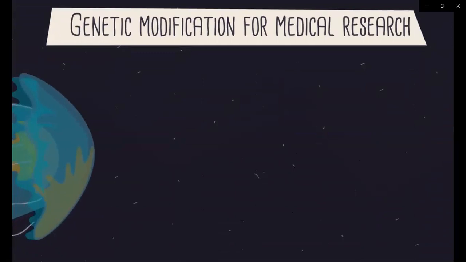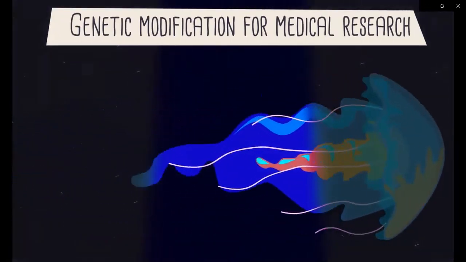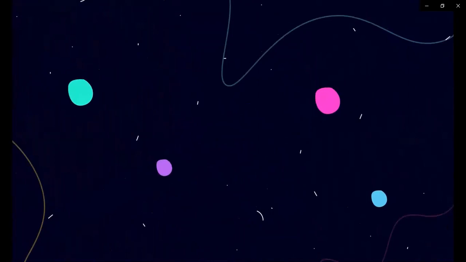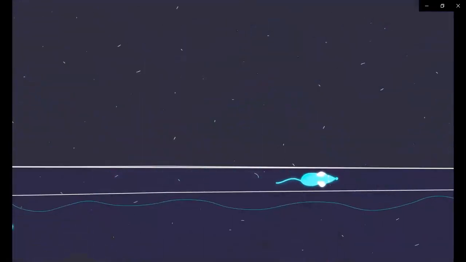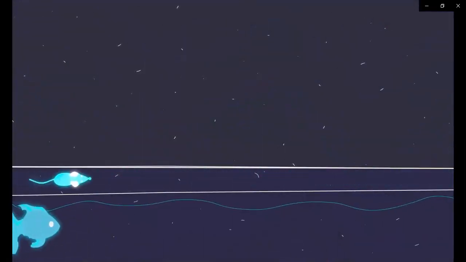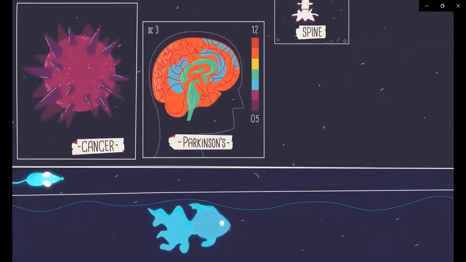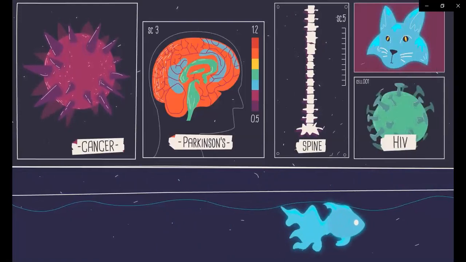Scientists have used genetic modification to introduce genes that glow under UV light, such as from jellyfish, into other animals for medical research. This may seem totally useless, but actually, being able to see certain cells in the dark has led to a lot of scientific discoveries. Glow-in-the-dark mice and fish have helped scientists make new breakthrough research into treating cancer, Parkinson's, and spinal cord injuries. And glow-in-the-dark cats have been used for HIV research.